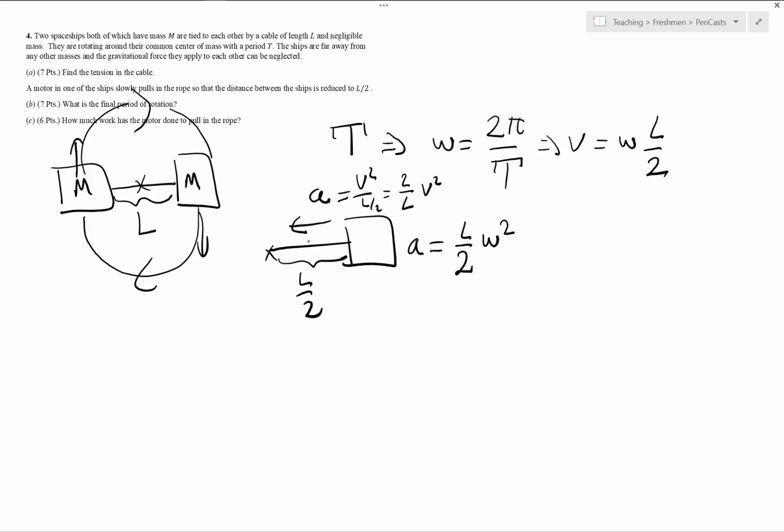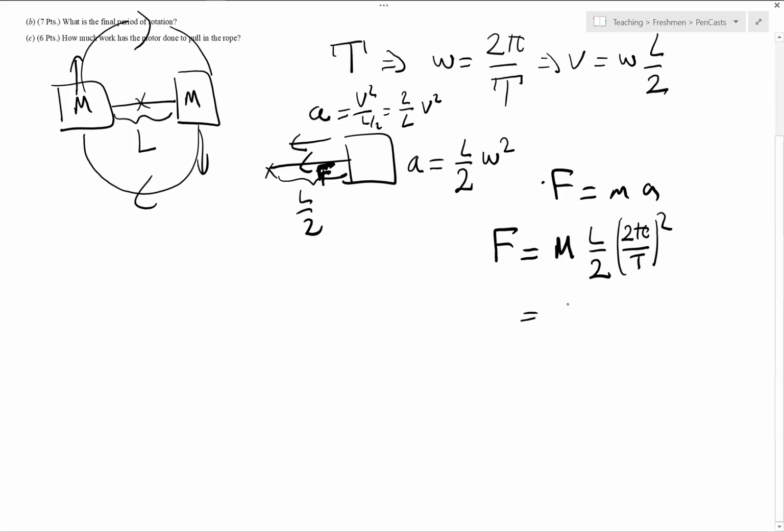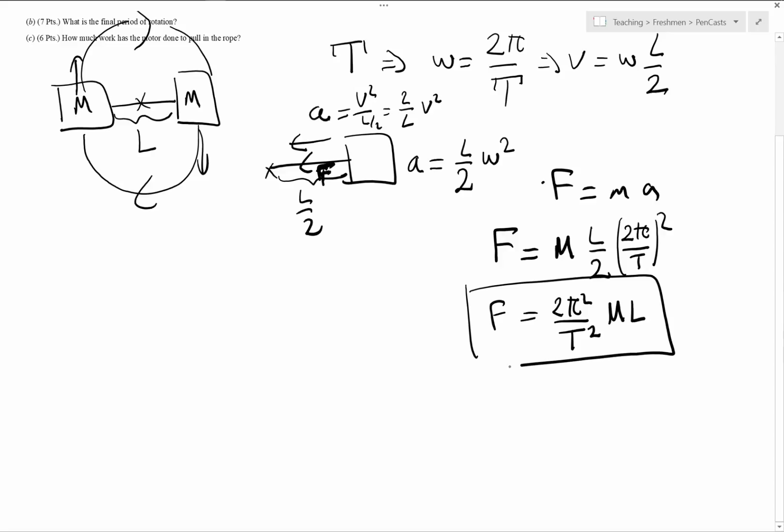All of this acceleration must be given by the tension in the rope, or let's call it F. F is going to be ma, so F is m times L over 2 times omega squared. Omega is 2 pi over T, so our result is 2 pi squared over T squared times m L. That's the tension in the rope.